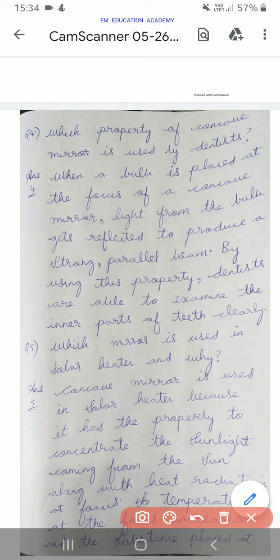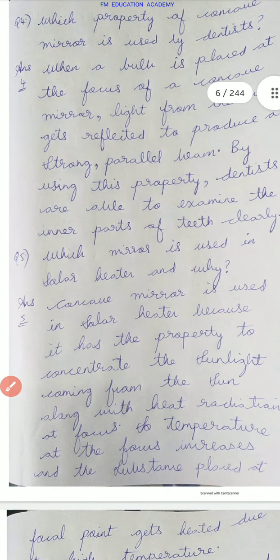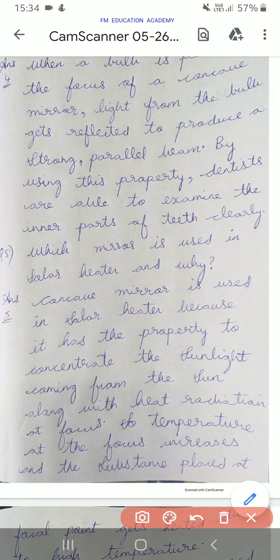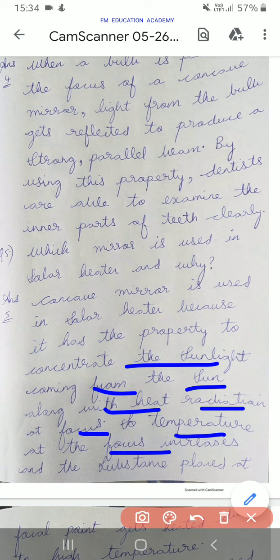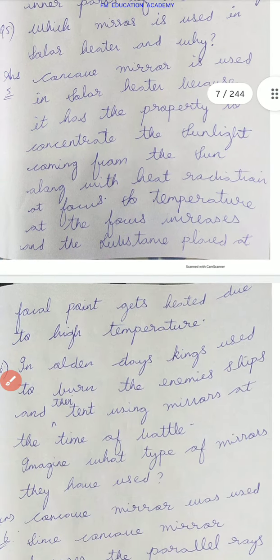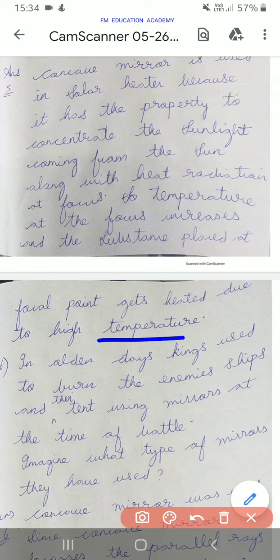Which mirror is used in solar heater and why? Sorry, once again. So a concave mirror is used in a solar heater because it has the property to concentrate the sunlight coming from the sun, along with the heat, at the focus. So the temperature at the focus increases and the substance placed at the focal point gets heated due to the high temperature.